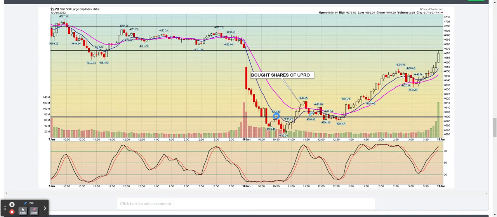Pullback, support, coil around that 4,600 level, and then push higher aggressively. Since then, it just kept going up. Minor pullback and finish near the highs of the day. So I would expect this to be a short-term bottom. My stop is below today's low.